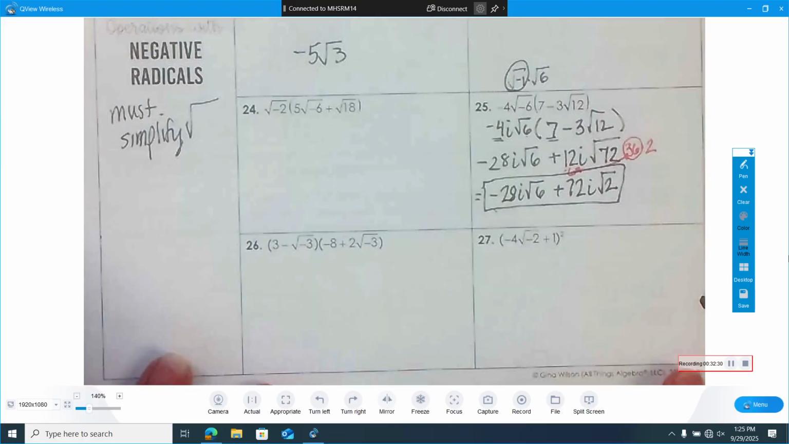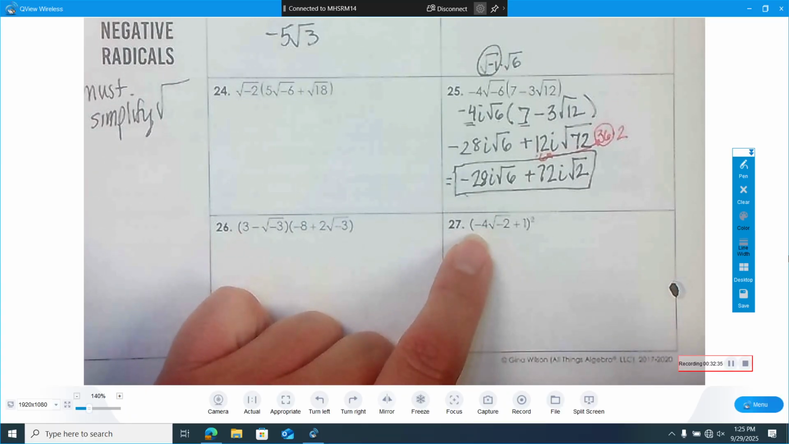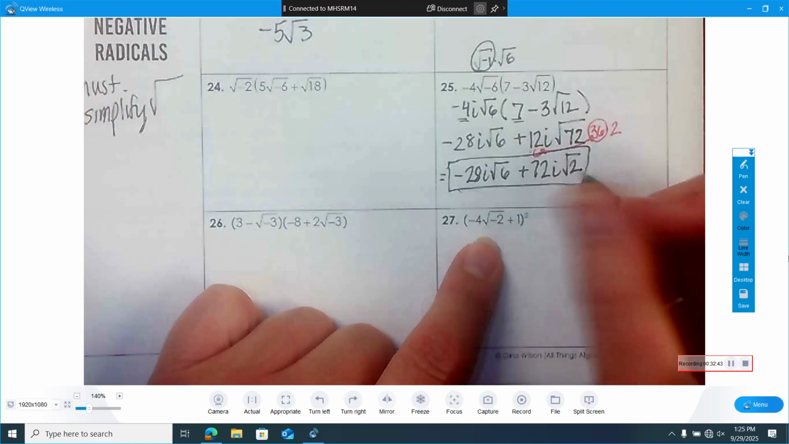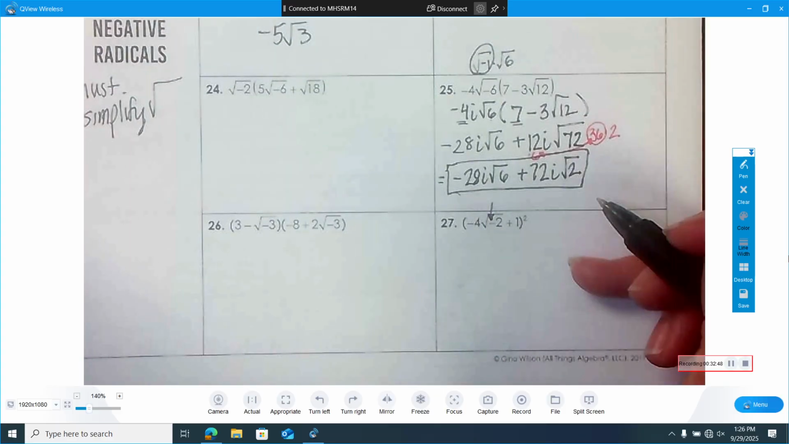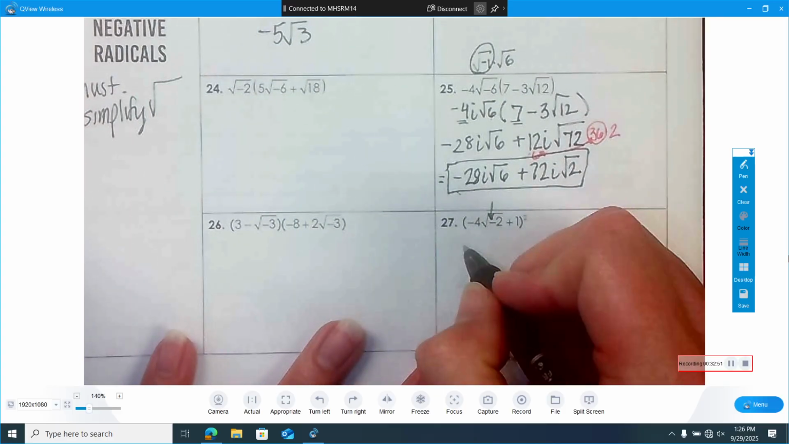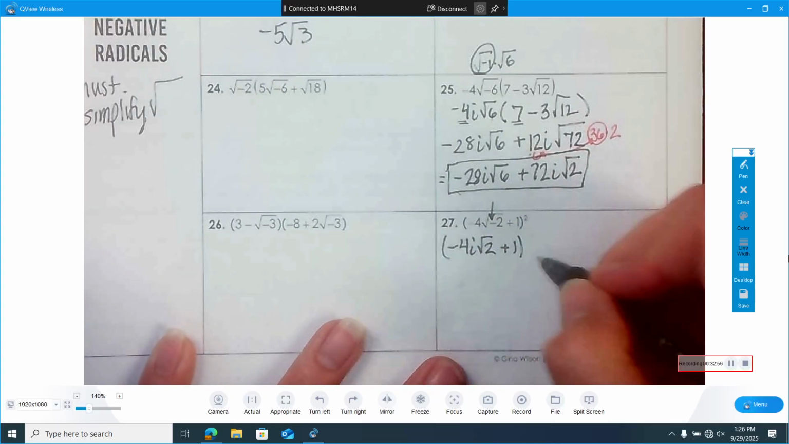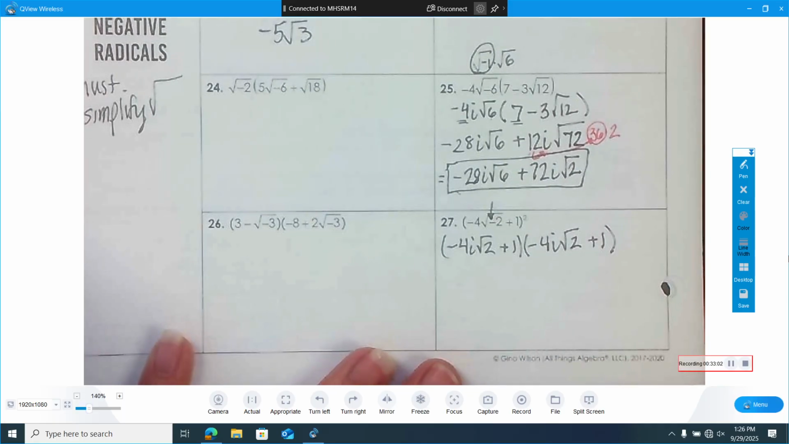All right, let's do one more here. Just the last one. What do we need to do here? First we need to clean up our negative inside the radical. What can come out? i can come out. So we get negative 4i root 2 plus 1. And that we need to write out 2 times. So negative 4i root 2 plus 1. So got to clean up those negatives, clean up those radicals first, and then go from there.